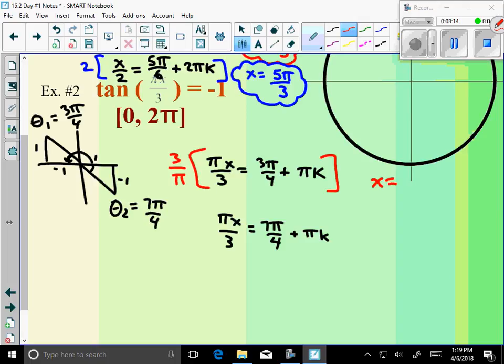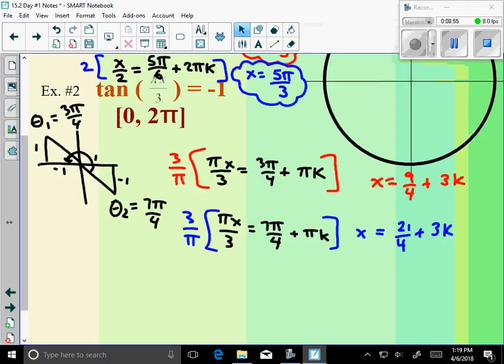What do I get there? 9/4, right? 9/4, the pi's cancel. And I'm going to leave this just for a moment. What would I get? Plus what? 3k. Okay, I multiplied 3 over pi times pi k. I got 3k. Let's do the same thing here. I multiply by 3 over pi. What do I get? 21 over 4 plus 3k. All right, these are going to render us solutions.